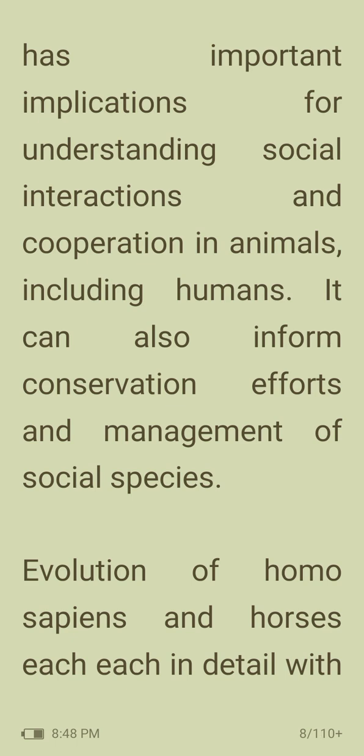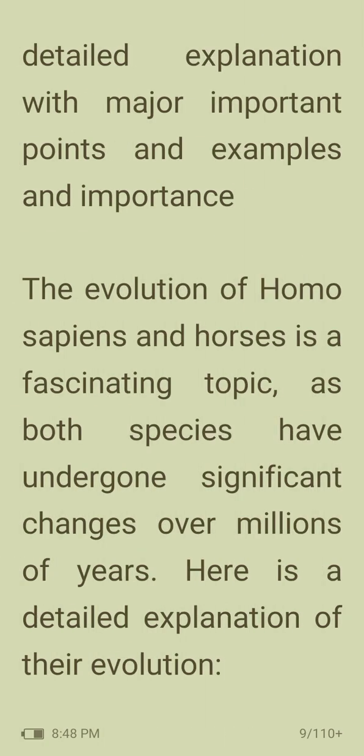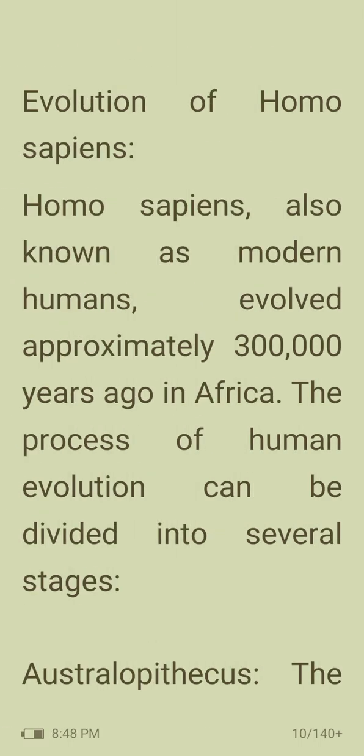Evolution of Homo sapiens and horses. The evolution of Homo sapiens and horses is a fascinating topic, as both species have undergone significant changes over millions of years. So when we try to learn the evolution of Homo sapiens, we can see Homo sapiens, also known as modern humans, evolved approximately 300,000 years ago in Africa.